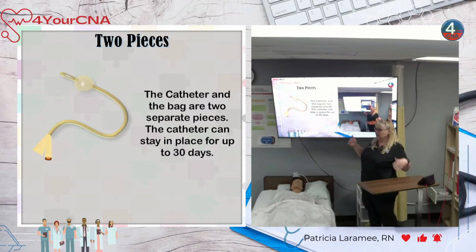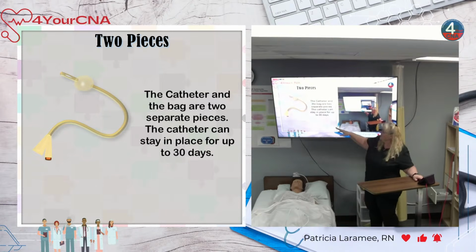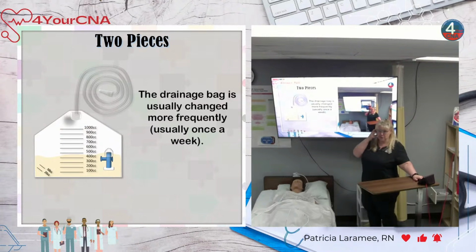So the catheter and the bag are two separate pieces. The reason they're two separate pieces is because they're changed at different intervals. Catheters can be left in place for up to 30 days. So once we put a catheter in, we're going to leave it there for up to 30 days. The bags themselves have to be changed much more often, usually about once a week. So we don't want to change the catheter that often because that's when we run the risk of introducing bacteria.